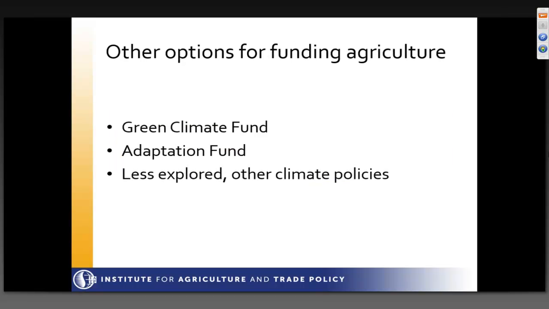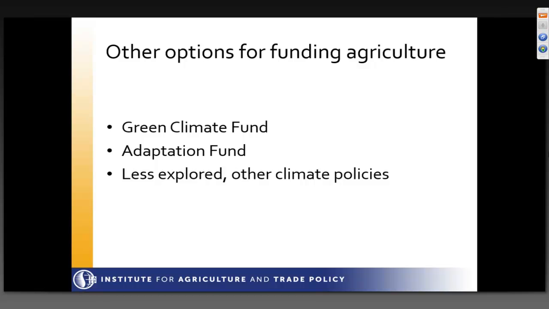I wanted to just point out quickly, there are other things on the table about how to deal with agriculture internationally, even at the UN climate talks. They have something called the Green Climate Fund and Adaptation Fund, which both go towards different types of agriculture. The Green Climate Fund is focused towards developing countries and agriculture, potentially functioning a little bit more like traditional public money or public resources.